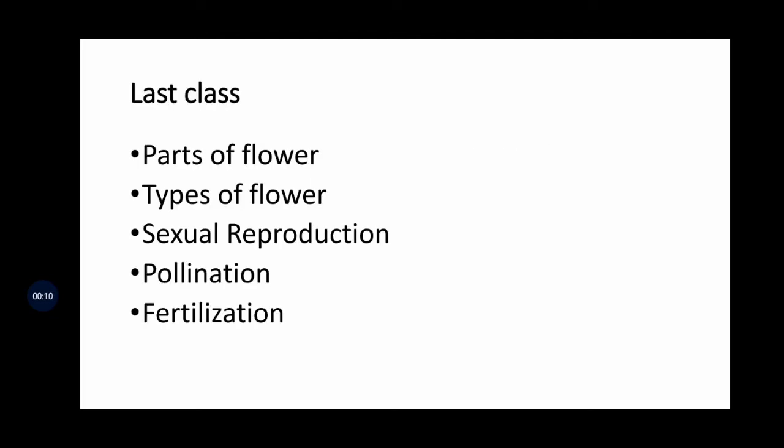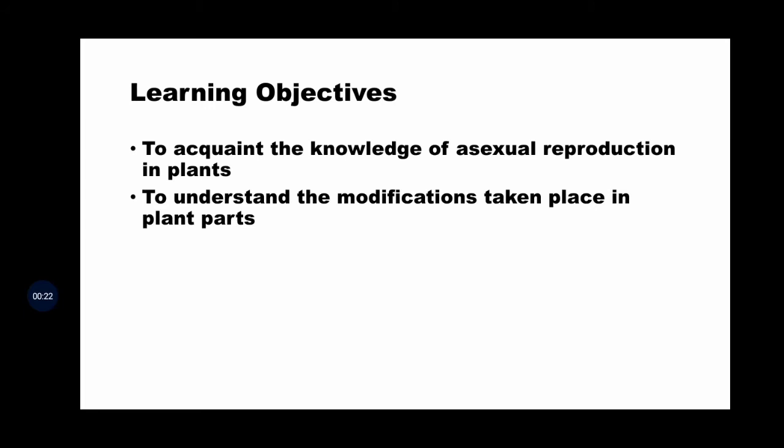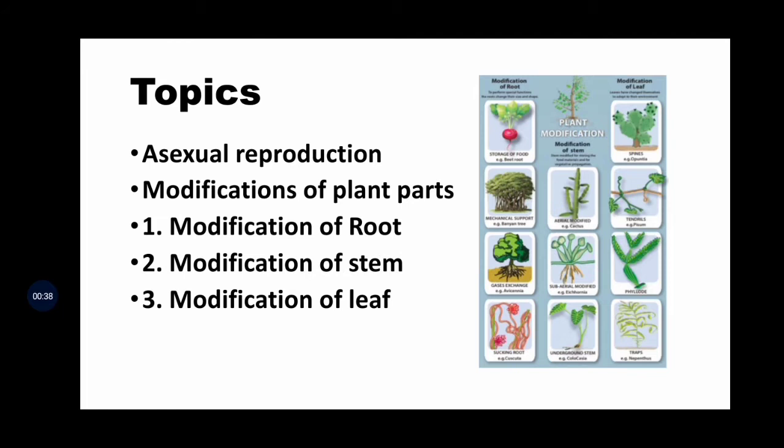Dear children, in the last science class, we have started with the lesson Reproduction and Modification in Plants. Under that, you have learnt the different parts of the flower and different types of flower, sexual reproduction method, pollination and fertilization in your last class. Today, you are going to know about the asexual reproduction taking place in plants and also to understand what are the modifications that occur in the plant parts. So let us learn these topics today.